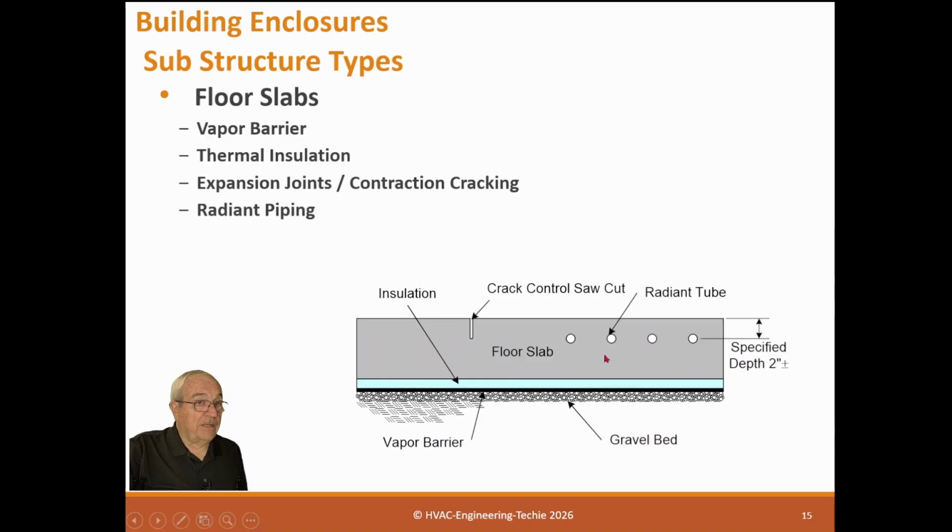Radiant, if you have a slab that has radiant piping, whether it be a heating system or cooling system, you need to make sure we understand what kind of depth it has. It's very important for radiant that it be within 2 inches of the surface, not buried down here. We want the heat to go that way, not that way.